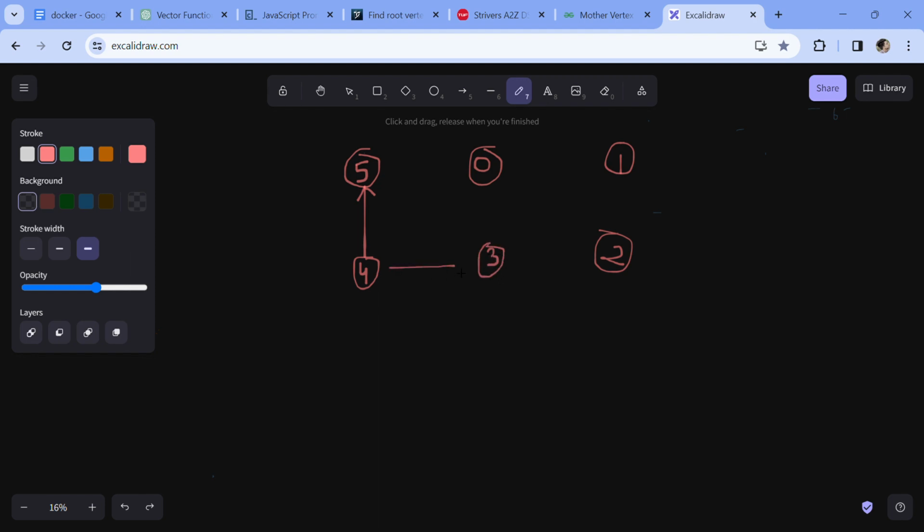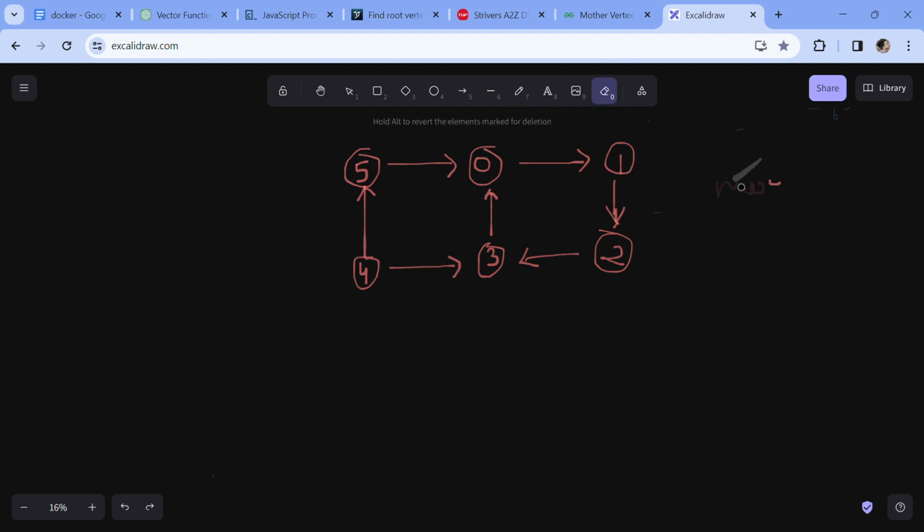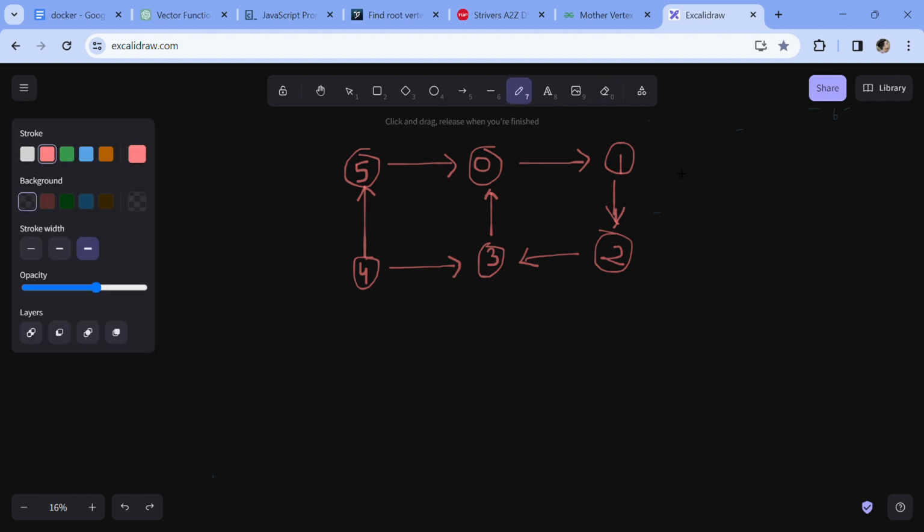We have an edge from 4 to 3, and an edge from 5 to 0 and from 0 to 1. 3 to 0 is also an edge. We also have an edge from 2 to 3 and from 1 to 2. Now we have to find the mother vertex, or we can say the root vertex.